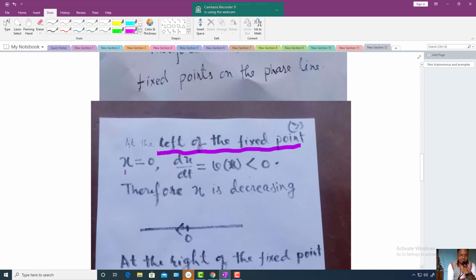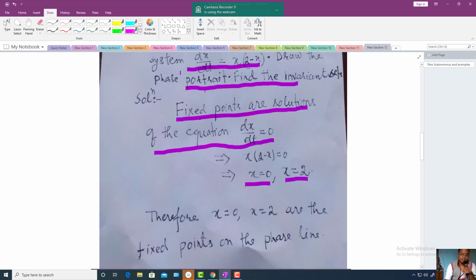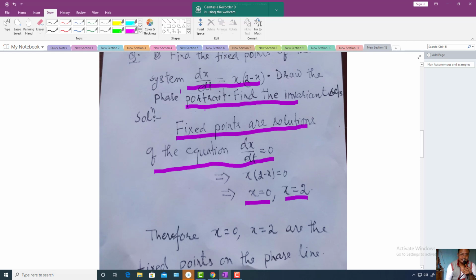So x = 0. Just think about some point on the left of x = 0, some negative number. Then you put it in the right hand side of the system. What do you get? Some small negative number, then negative into negative is positive, so this part is positive. This part, for a negative number not beyond -2, is negative, so negative into positive is negative, so dx/dt is negative.